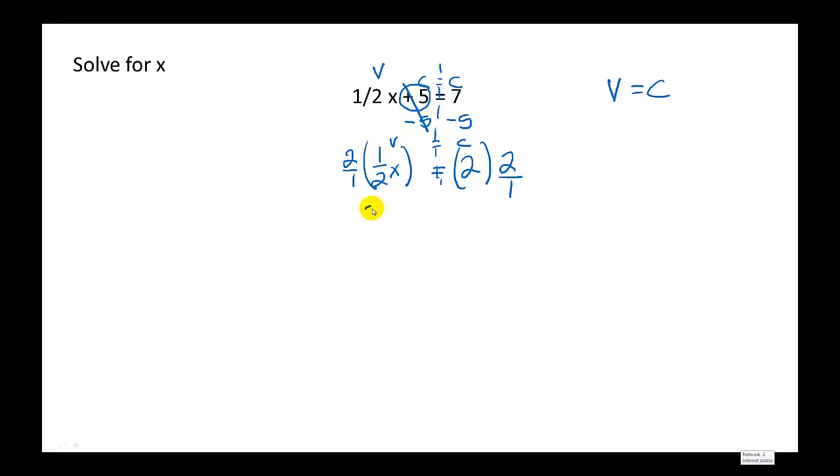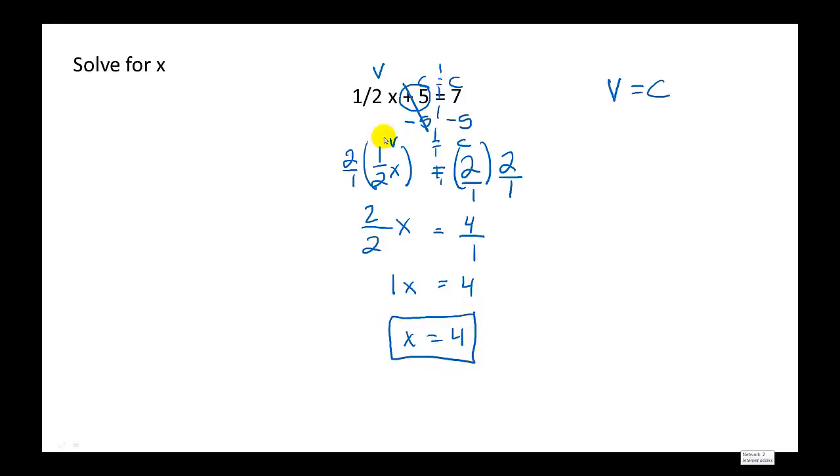2 times 1 is 2. 1 times 2 is 2. So I have 2 over 2x is equal to 2 times 2 is 4. 1 times 1 is 1. 2 divided by 2 makes 1. I bring down x, equaling 4 divided by 1 is 4. So I get x equals 4.